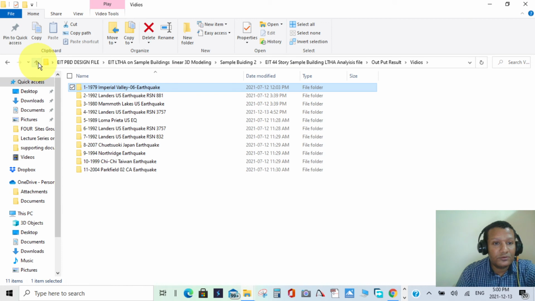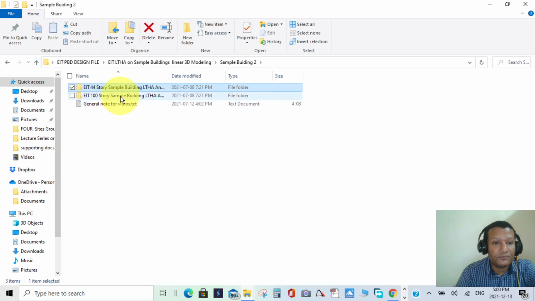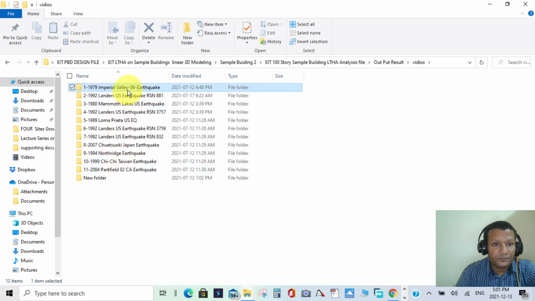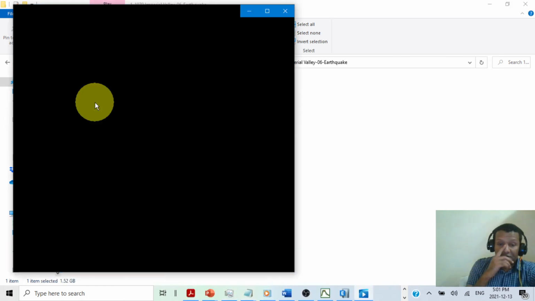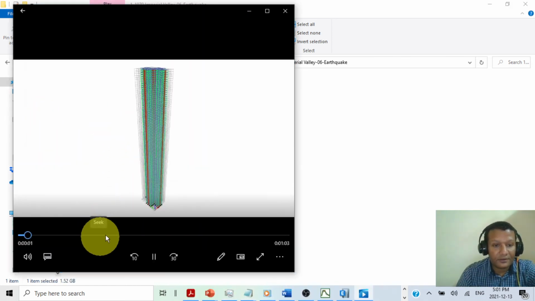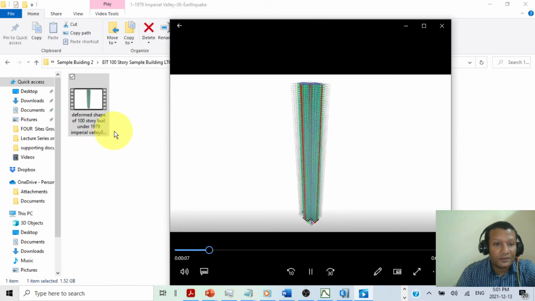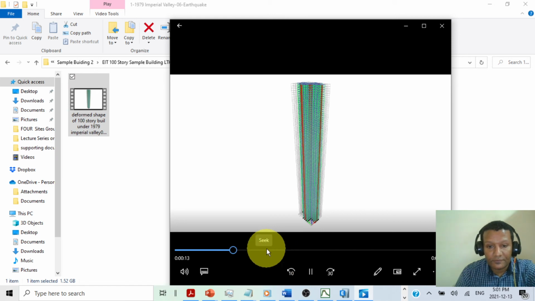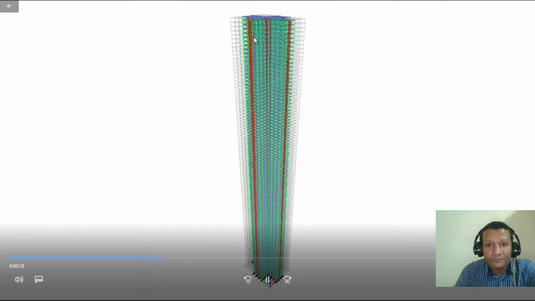The same thing is true for the 100-story also. If you go to the 100-story video, okay, this is the deformed shape. Let's see the deformed shape first. This is a deformed shape, Imperial Valley 1979 earthquake. Hundred story. There is motion in the beginning, as you can see, it's moving.